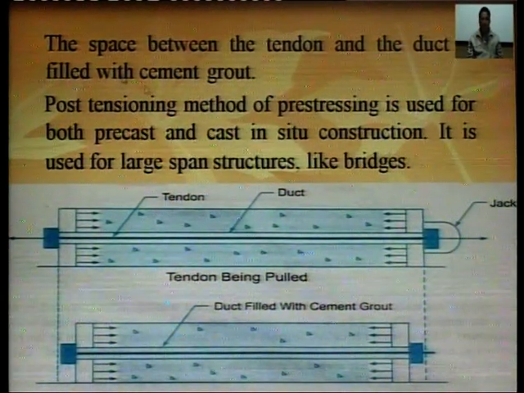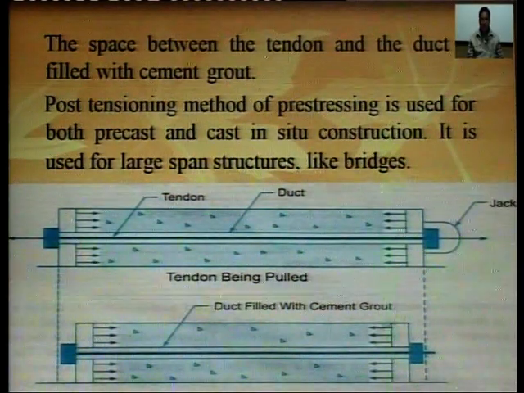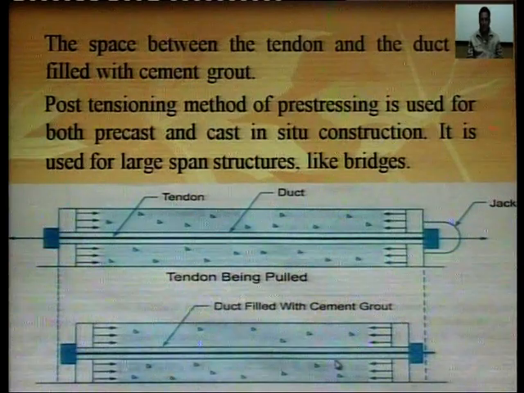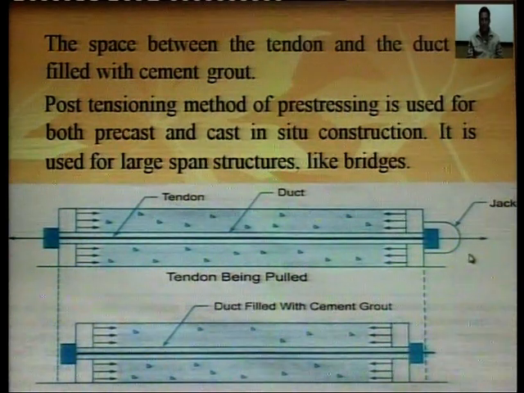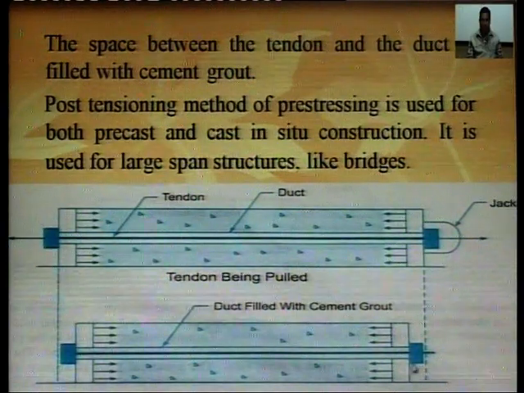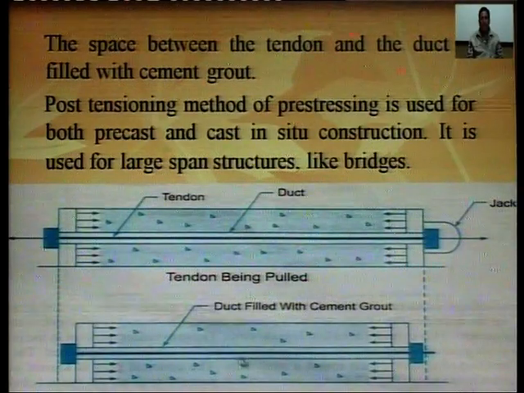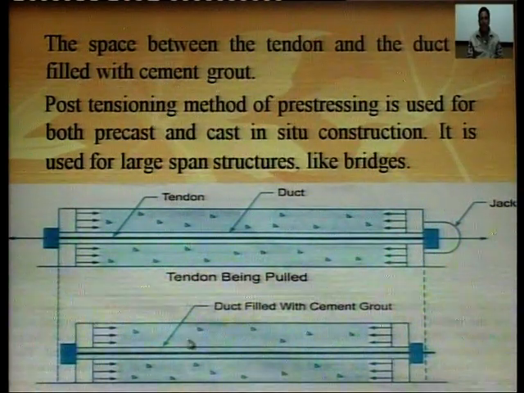So, this is the tendon wiring diagram. This is the duct. When concrete gets hardened, then this tendon wire is stretched by means of a jack. Then, after tightening the wedge here, this duct gap is filled with cement.